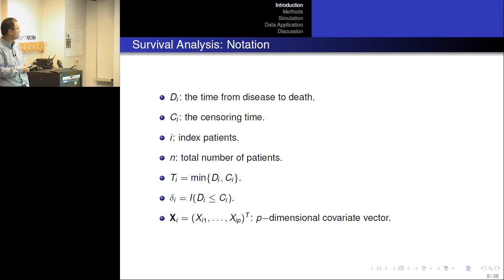And we also have an indicator of whether the patient died or not. That's why when we run a survival analysis, whether you use R or SAS, the outcome includes two parts: one column will be the time, another column will be the event indicator. And here, X is just a p-dimensional covariate vector.